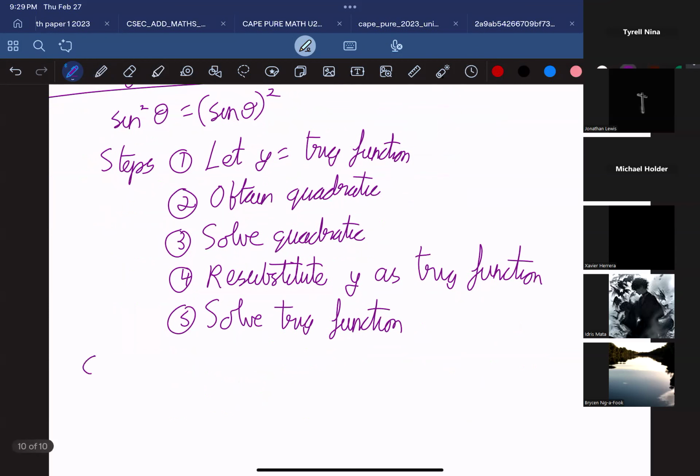Right, so for example, sine squared theta minus 2 sine theta plus 3 equal to 0. We should put this as minus 3. Try this one now. Let me see what you all get.